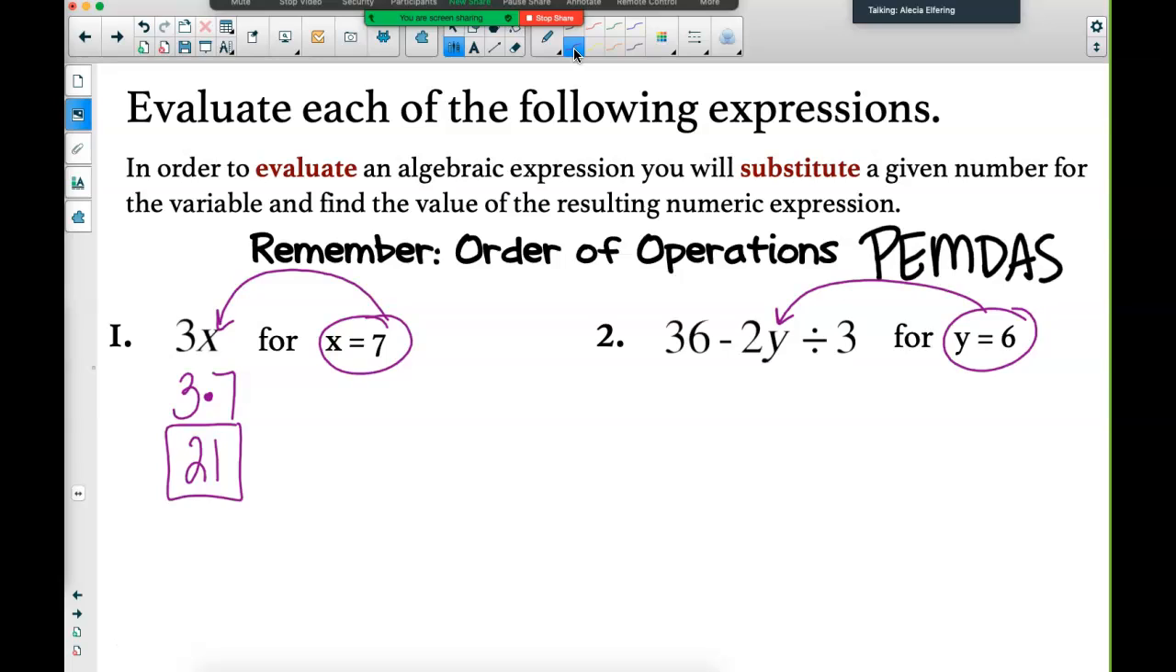Are you guys agreeing with some of the answers that are coming in the chat? I'm seeing lots of 32s. Did you get 32? Many people here are nodding yes. So let's double check that.